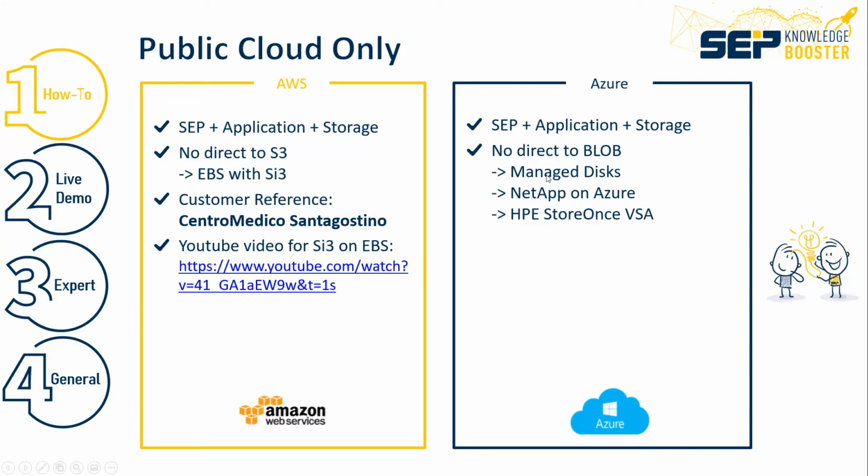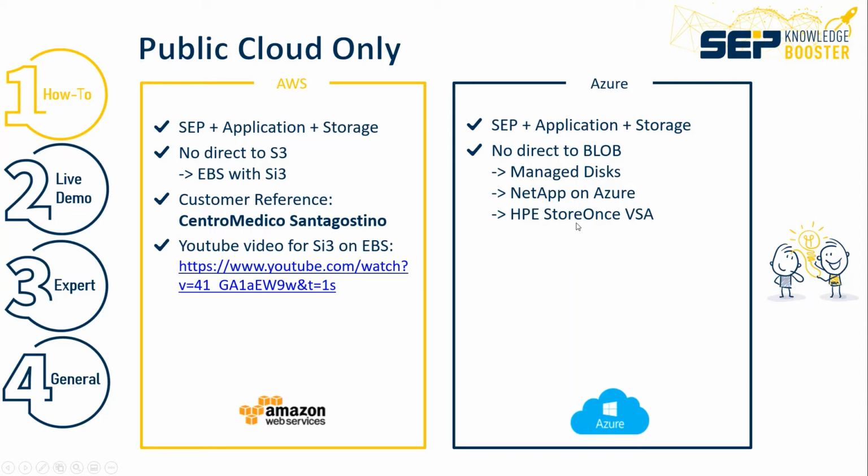You can use the managed disk of Azure. You can use a NetApp on Azure. There's a template of a NetApp disk storage in Azure. You can use this one as a backup target, or there's also an HPE StoreOnce VSA available, and you can write via Catalyst to this HPE StoreOnce template available in Azure. So there are different possibilities which can be used as a backup target if you run completely in Azure.